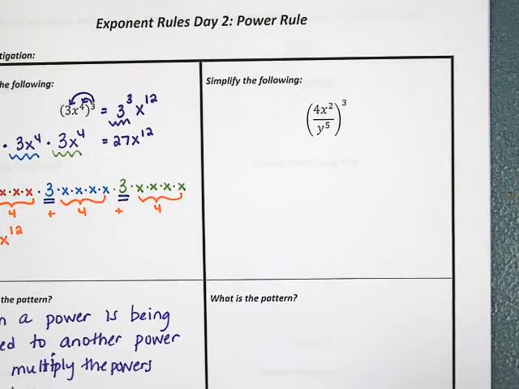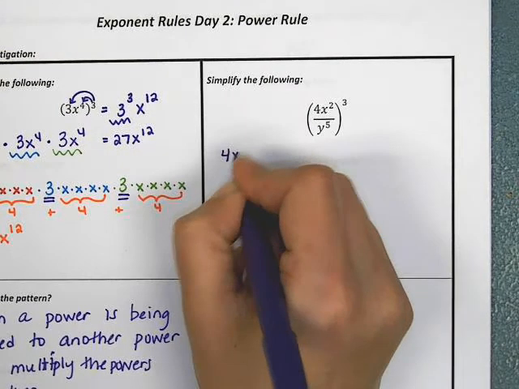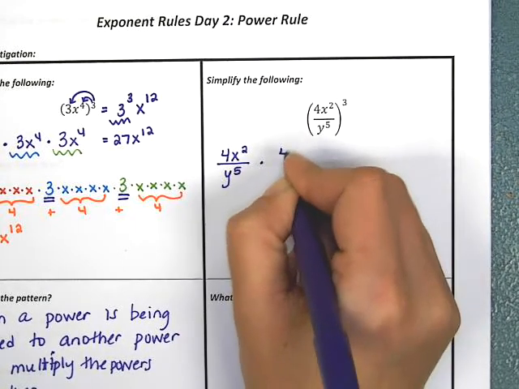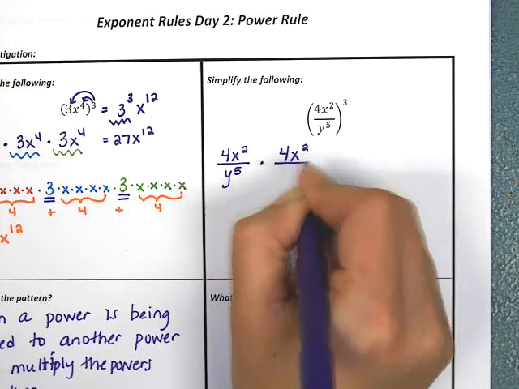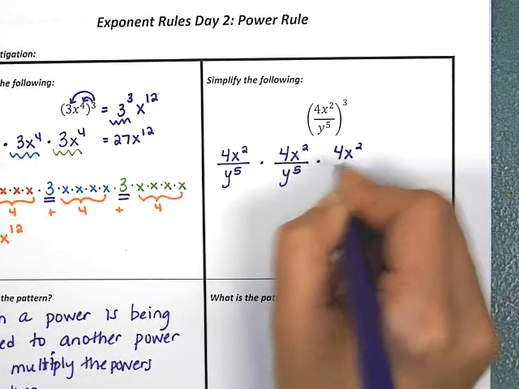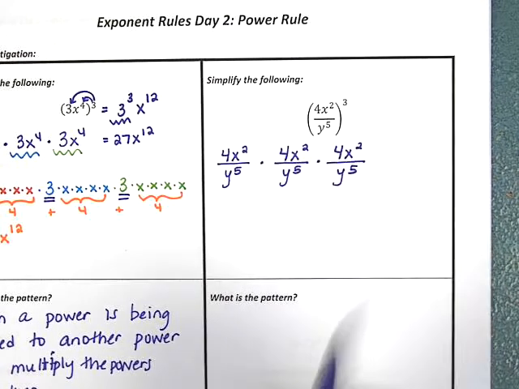If I have this problem, one way to write it out the long way would be to write 4x squared over y to the fifth times 4x squared over y to the fifth times 4x squared over y to the fifth. If I wanted to keep expanding that, it would look like this.